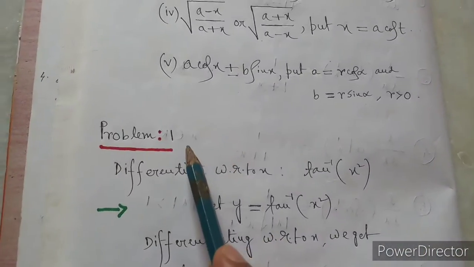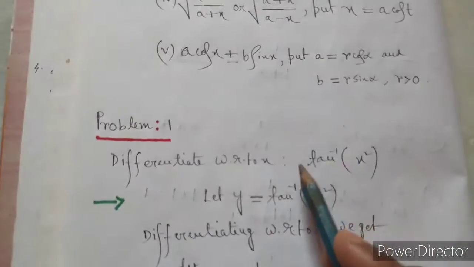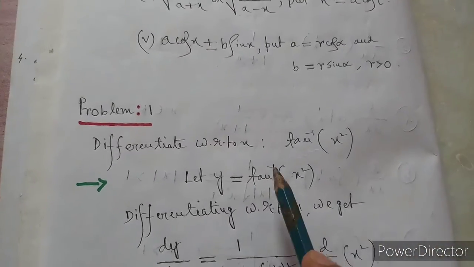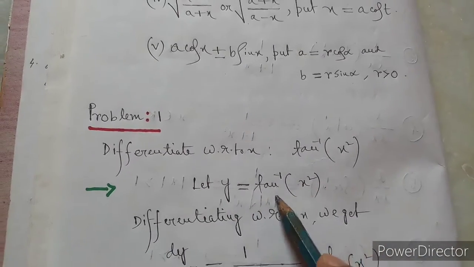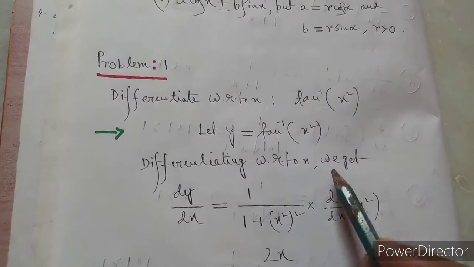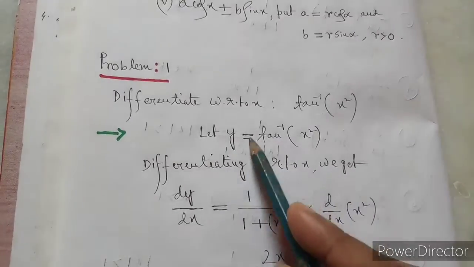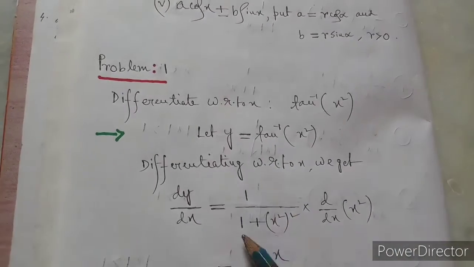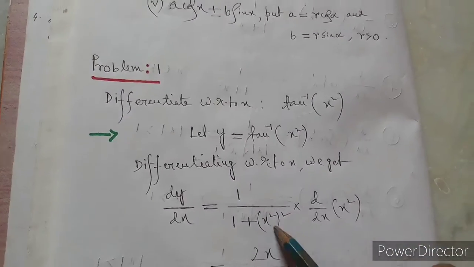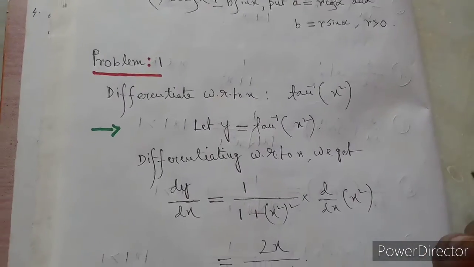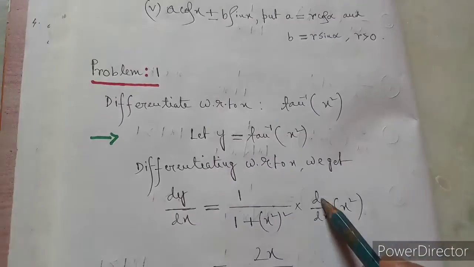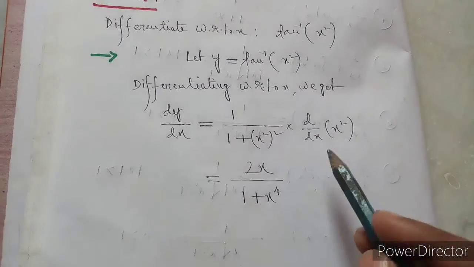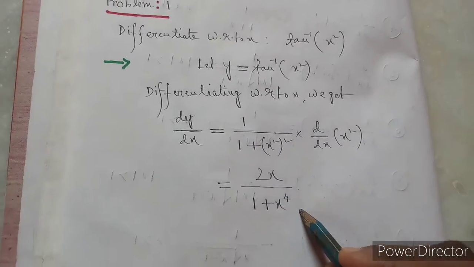So problem number 1, differentiate with respect to x tan inverse x square. So let y equal to tan inverse x square. Differentiating with respect to x, we get dy/dx equal to derivative of tan inverse x, which is 1 by 1 plus x square. Here x is x square, so (x square) whole square. Now according to the chain rule, derivative of x square is 2x. So the answer is 2x by 1 plus x to the power 4.